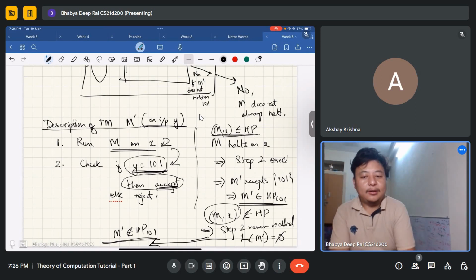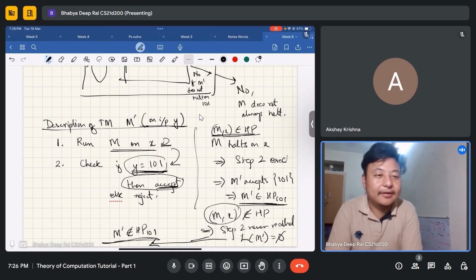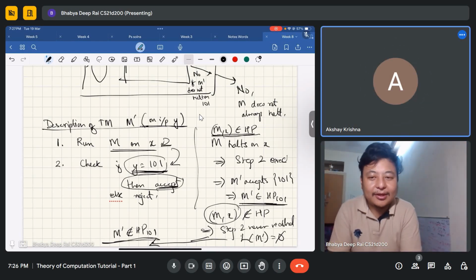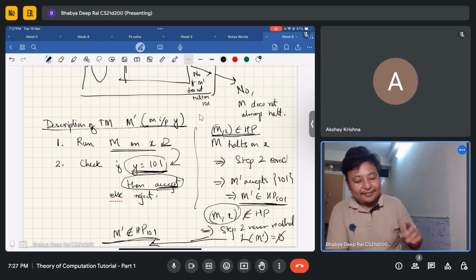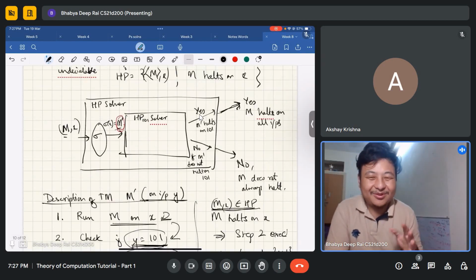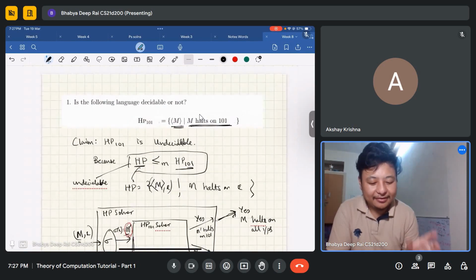Okay. Ankit, I think, left. So Akshay, is this clear? Yes, sir. Okay, please let me know, because this is a bit not very straightforward to understand. Okay.